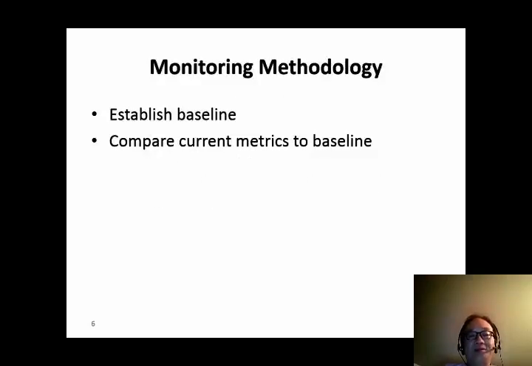The monitoring methodology is not complicated at all. First of all, we want to make sure that we have a current baseline. If we don't have a baseline, we need to establish one. If our baseline is outdated, we want to update it. We want to gather current performance metrics. Then we will compare current performance metrics to the baseline to determine whether there is any performance problem and how serious the problem may be if there is a problem.